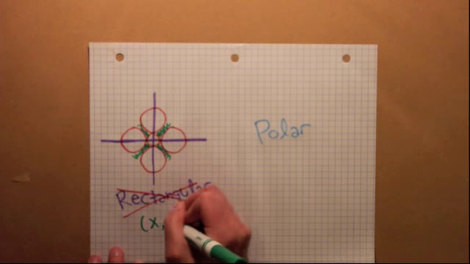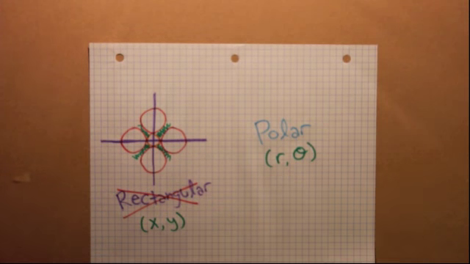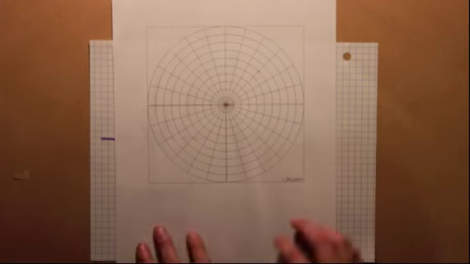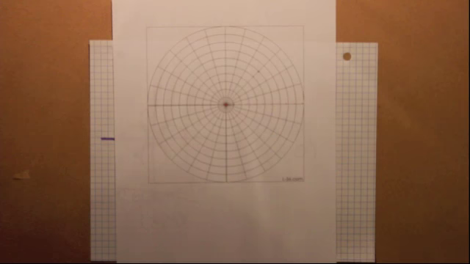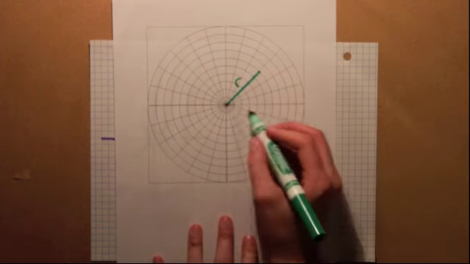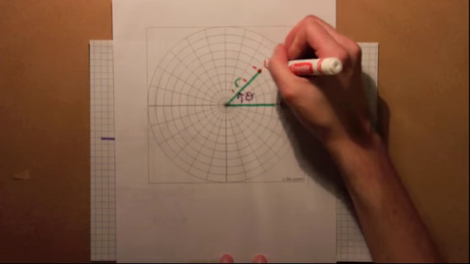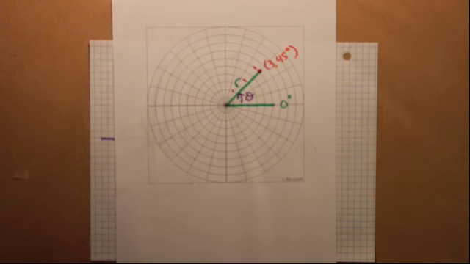On a polar plane, instead of using the coordinates x, y, you use r, theta. It's also easier to graph on a circular grid than a square grid. On the graph, r is the distance from the center, and theta is the angle from the starting point, 0 degrees. So this point would be (3, 45), because it's 3 units long and at a 45-degree angle.